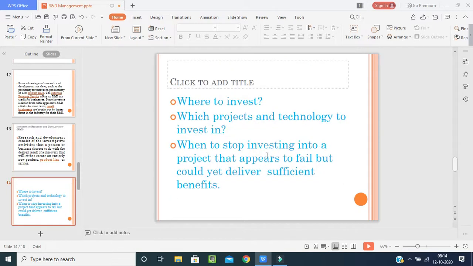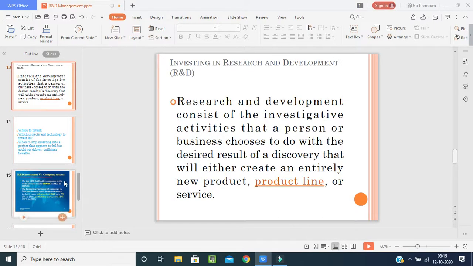Now here, where to invest? These are the major questions that the R&D department will give the result to the companies or the market. Where we have to invest, which projects and technologies to invest in, when to stop investing into a project that appears to fail or could not deliver sufficient benefits. All this data will be given by R&D departments.